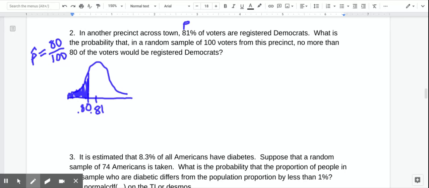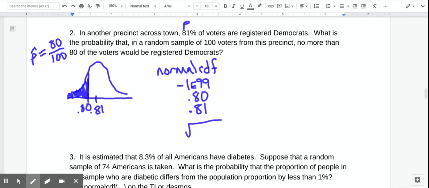Okay, this time we're going to use our calculator to do this. So this is going to be a normal CDF. Your lower bound is going to be negative infinity. Upper bound is 0.8. Mu is 0.81. That's your P. And then sigma, you need to put in your adjusted sigma. You can put this all into your calculator exactly the way we did before.